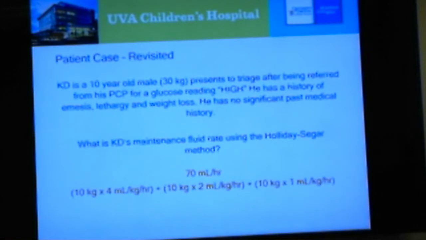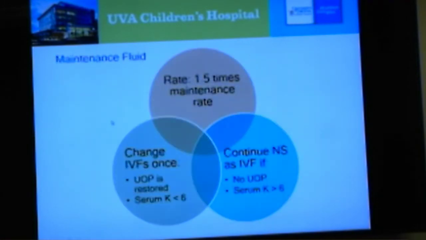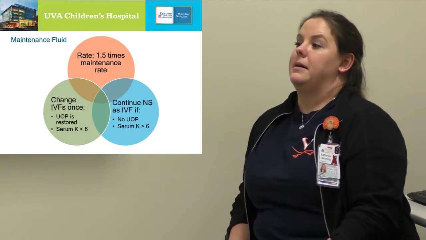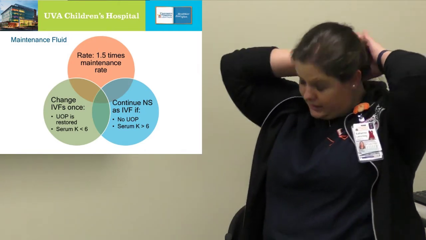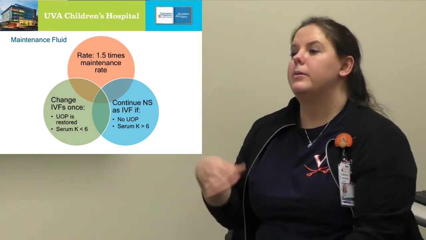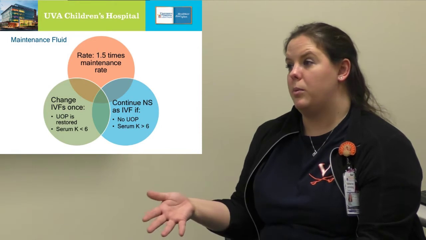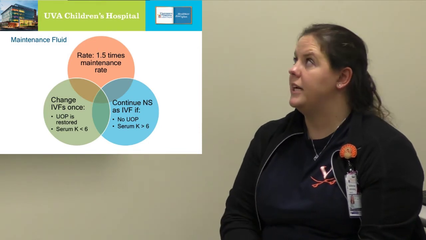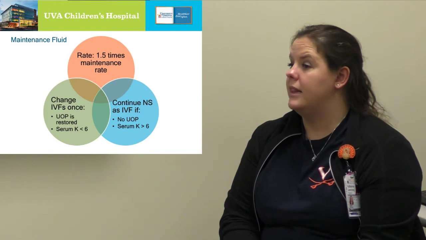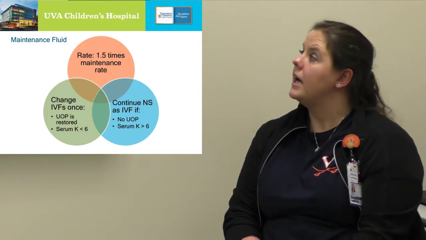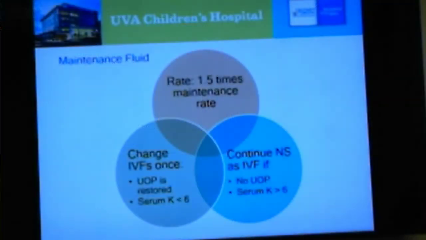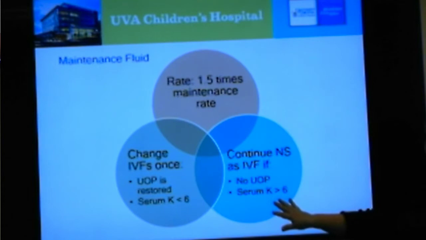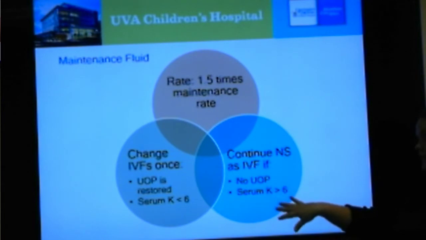In DKA, we actually do something a little bit different. We actually do 1.5 times maintenance as the fluid rate that we run. You can run up to 2 times maintenance in the pediatric population, but our protocol here at UVA starts at 1.5, but there are certain times where patients may require more fluid than the 1.5 times maintenance. When looking at our initial fluid choices, if a patient has no urine output or their serum potassium is greater than 6, we want to continue with normal saline.